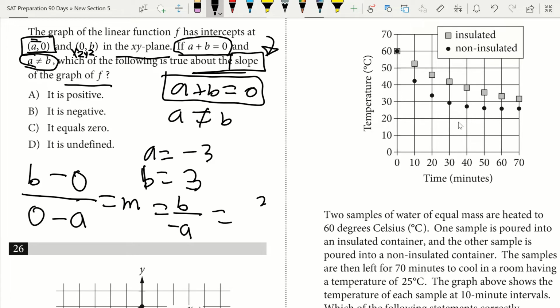So we plug in b, we know b is 3, all over negative 3. We know negative 3 makes a positive 3, which is 3 over 3, which means that's equal to 1, which is a positive. Okay, so we know the answer there is going to be A.